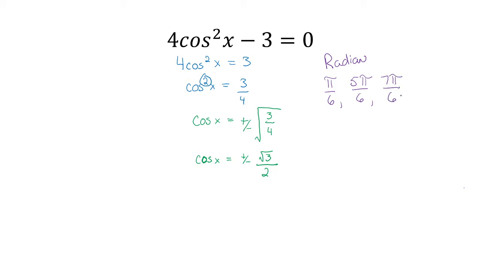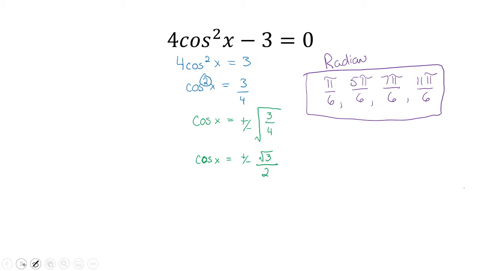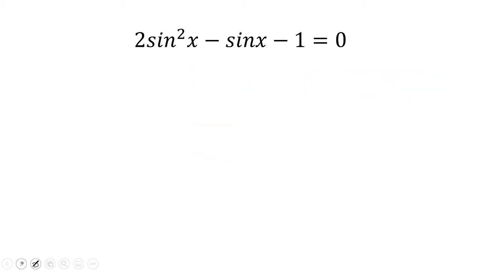And the one that we get is 11. The other one we get is 11 pi over 6. So there you have the 4 principal values of when your cosine equals square root 3 over 2.